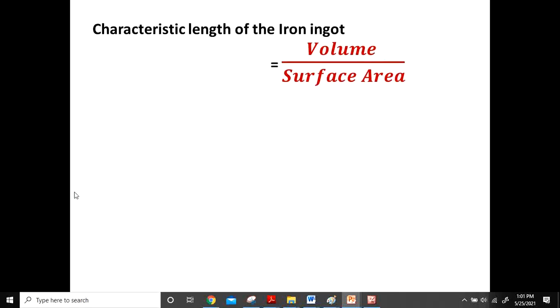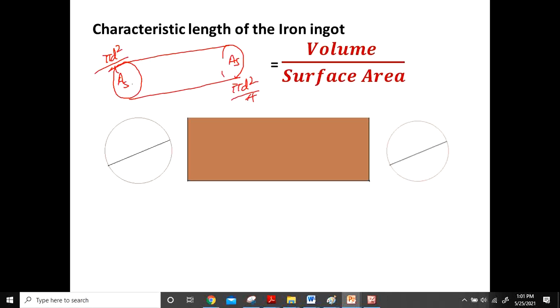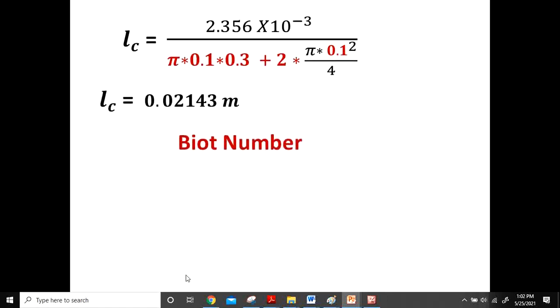The characteristic length of the ingot is volume divided by surface area. Why am I considering two areas? Because the ingot is like this, having two side cross-section areas, each pi d square divided by 4. Therefore the surface area is 2 times pi d square divided by 4 plus 1 time pi d l. Therefore this is my characteristic length.